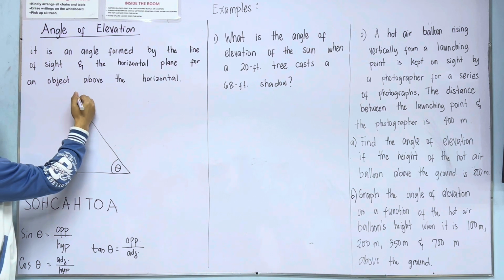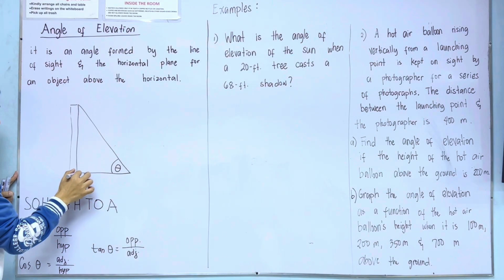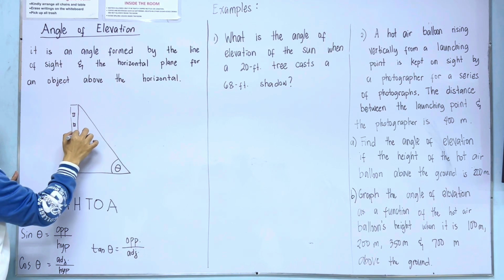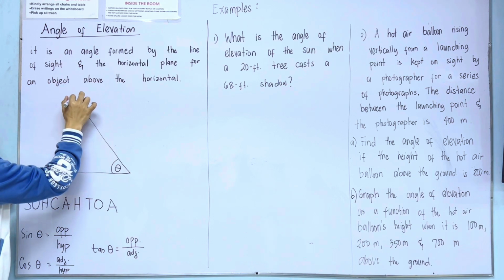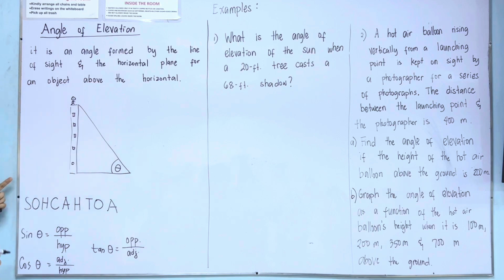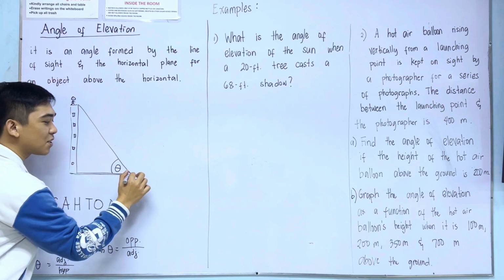Anong object ang gusto ninyo? Nakikita natin sa taas. Puno na lang, sir. Let's say si Frankie. Andito si Frankie. Let's say ito yung building natin. Tapos sa building na to, nandito si Frankie. Yan si Frankie. Tapos, meron dito tayong line of sight. Sabihin natin, andito si Ken.